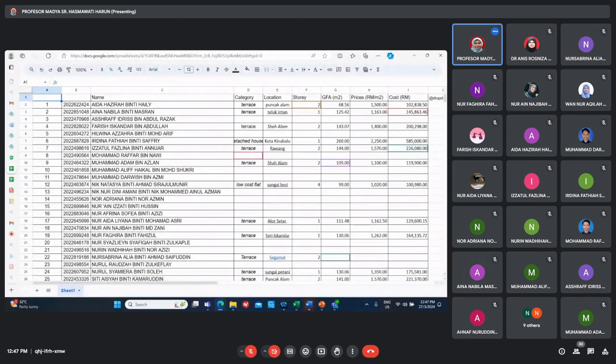Ashraf. Eh, Ashraf tak ada? Ada. Belum isi. Isi sekarang. Okay, kita pergi dekat Parish. Rumah awak? Rumah saya teres, 2 tingkat dekat Shah Alam. Dia punya gross floor area 143.7. Price 1,400 and the total cost is 200,298.